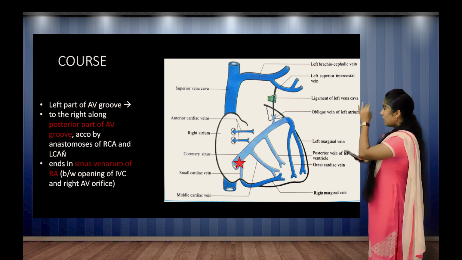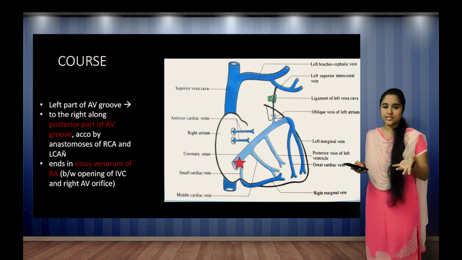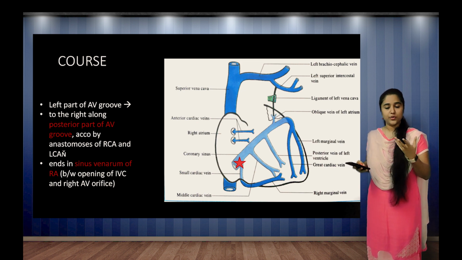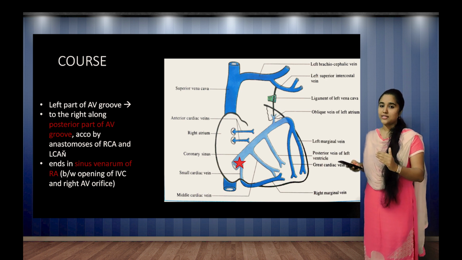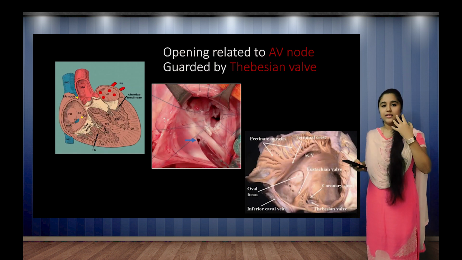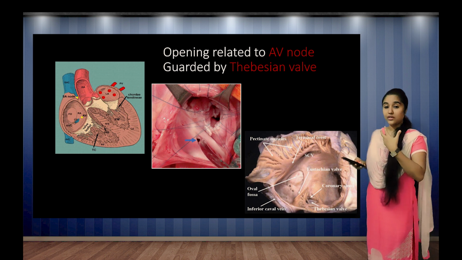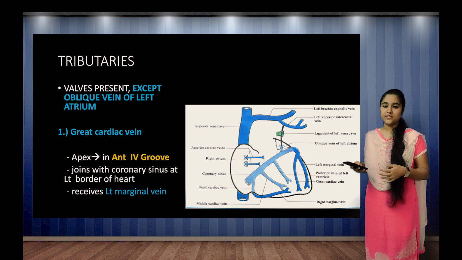Now, along its course, it is accompanied by the anastomosis between the right and left coronary arteries. You know that because it is traveling along the posterior part of the coronary sulcus, that is the posterior part of the atrioventricular groove, where you have the anastomosis of the right coronary artery and the circumflex branch of the left coronary artery. So these vessels are accompanied by the coronary sinus. Now this opening is related to the AV node, and it is also guarded by the Thebesian valve.